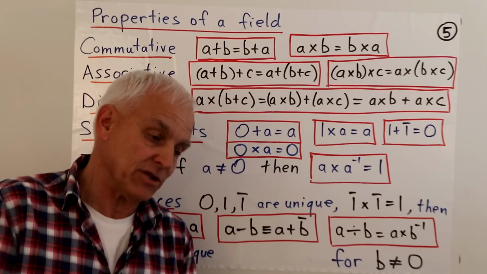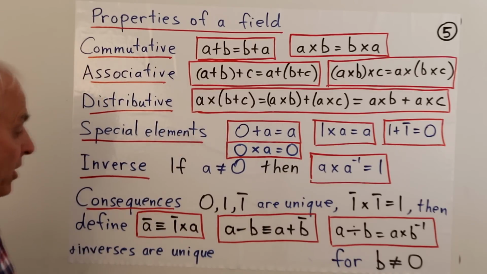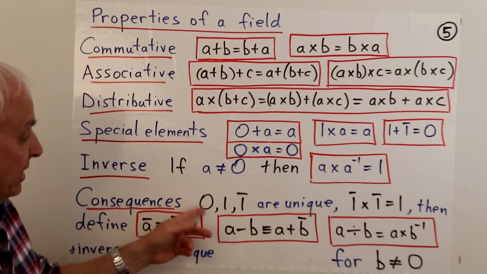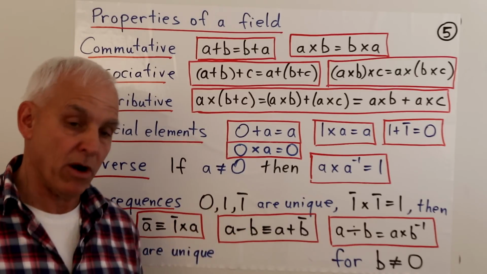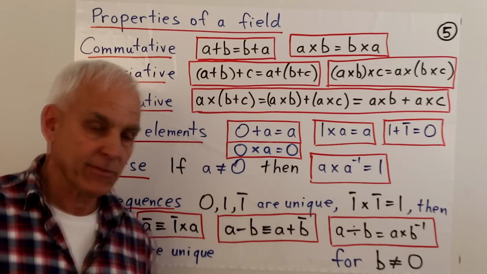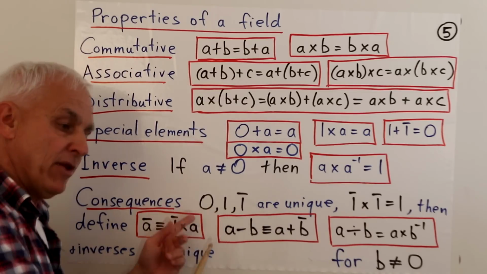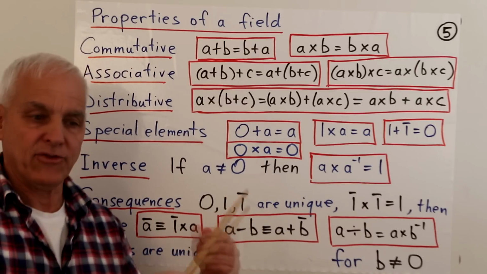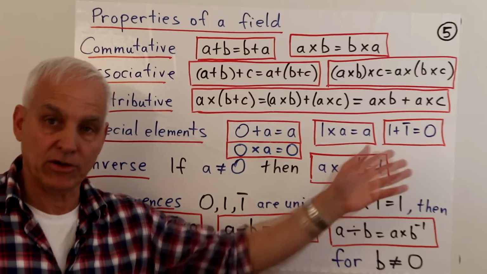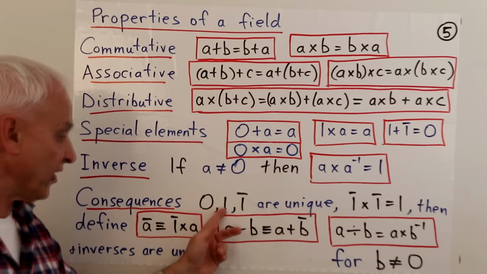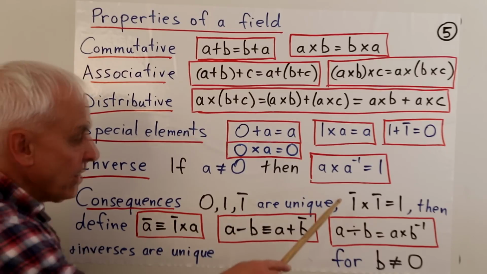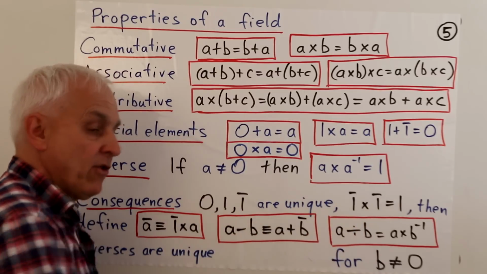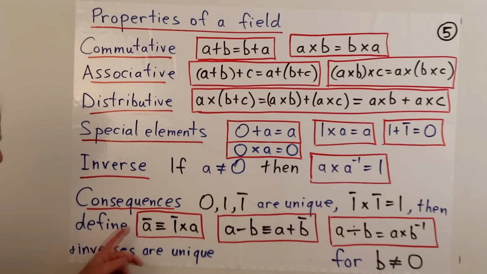And then we can prove various consequences of these laws. And these are good exercises for you to do if you haven't seen them before. The first is that these three elements, 0, 1, and minus 1, or 1 bar, are actually unique. So in other words, there's no two elements masquerading as 0 that have the same properties that 0 does. There's a single 1, there's a single minus 1. You can prove that minus 1 times minus 1 is 1.